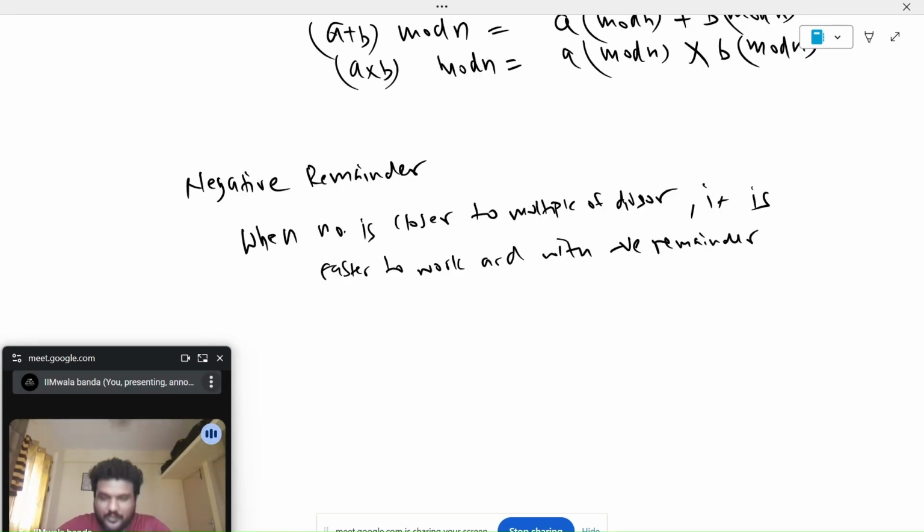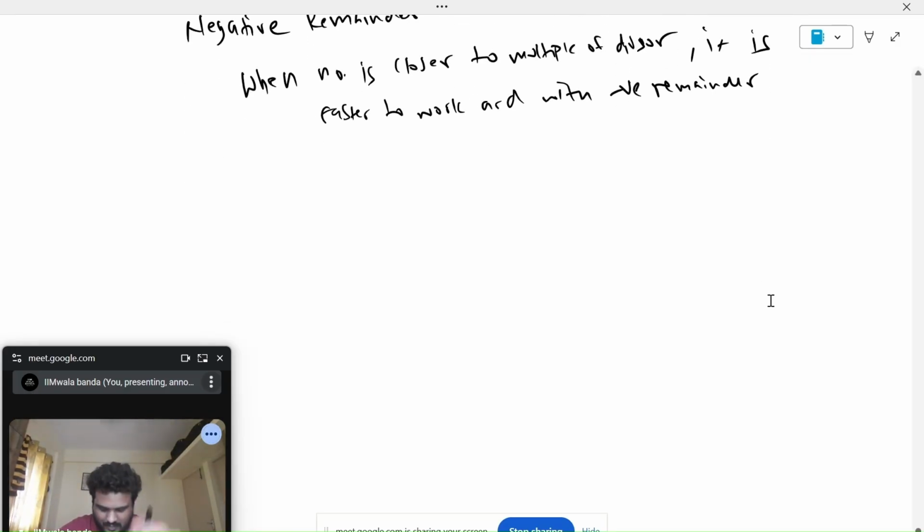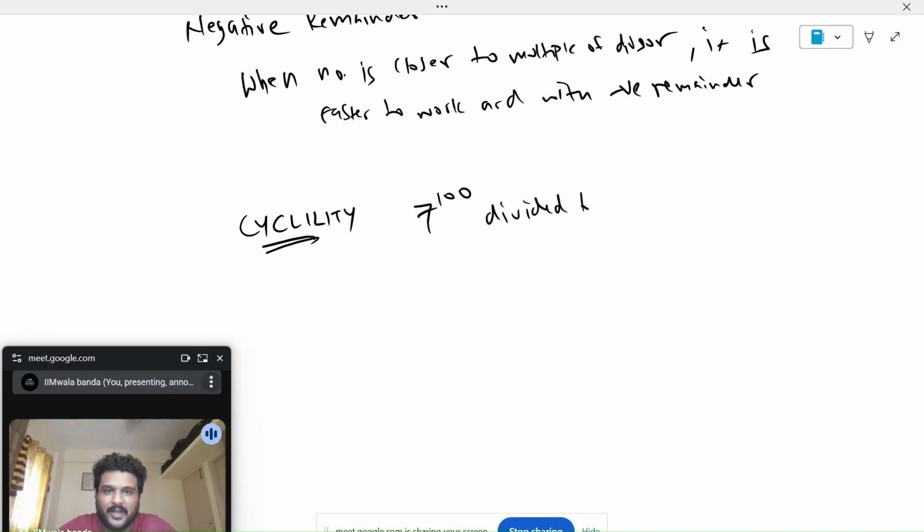Now, how do we use that? We will come to cyclicity, but I'll just quickly take it here also. Cyclicity is one of the very, very interesting topics of number system, basically the backbone of number system. So let's say I am asked that 7 to the power 100 is divided by 8, then what is the remainder? Please note this question also. I'm not going to expand 7 to the power 100, right? How do I see it?